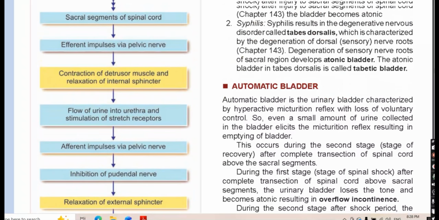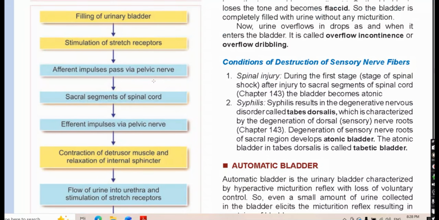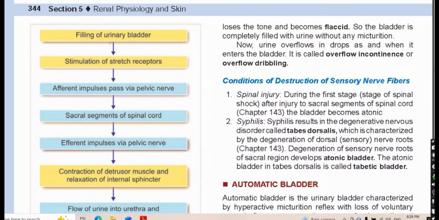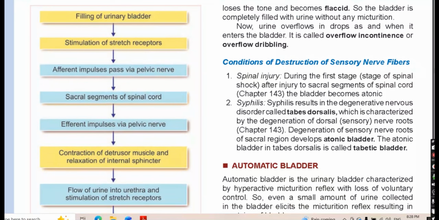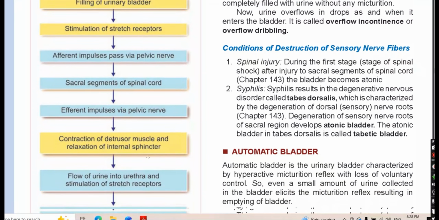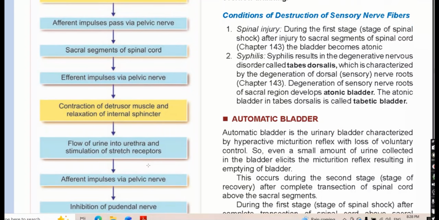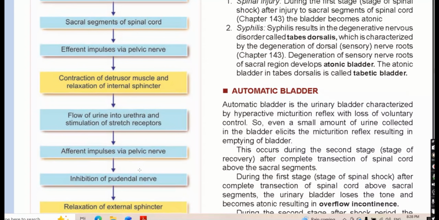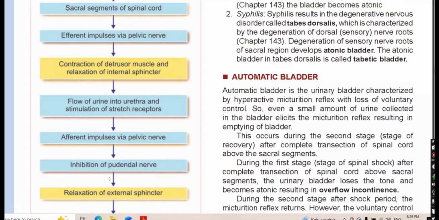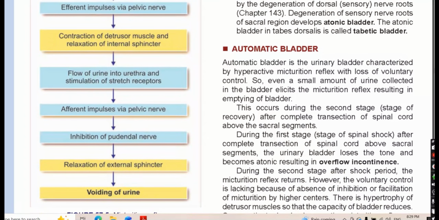If you see this graph or diagram, it shows that filling of the urinary bladder can stimulate the stretch receptors. After stimulation of stretch receptors, afferent impulses pass via the pelvic nerve to the sacral segments of the spinal cord, then efferent impulses via the pelvic nerve cause contraction of the detrusor muscle and relaxation of the internal sphincter, and flow of urine into the urethra. Also stimulation of the stretch receptors sends afferent impulses via the pelvic nerve, causing inhibition of the pudendal nerve, relaxation of the external sphincter, and then voiding of the urine.